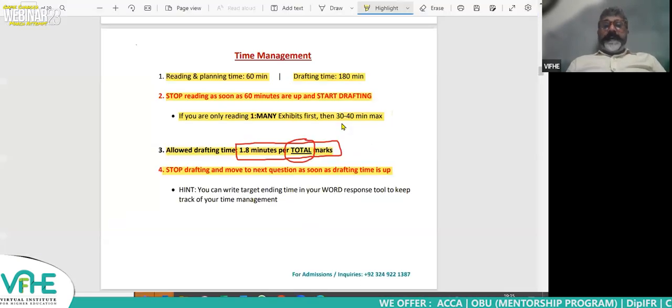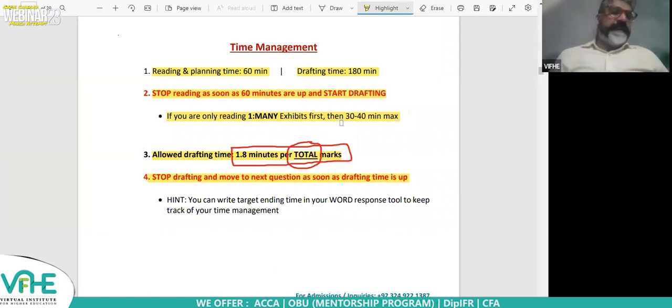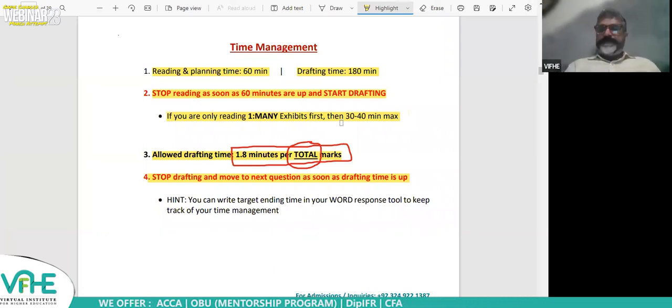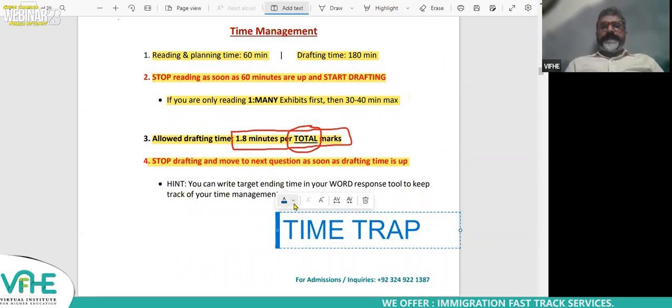So as I would repeat again, the majority of the students fail SBL because of time management. They are not able to complete the paper. Not all of you, but the majority of you. So there is a very important word called time trap.